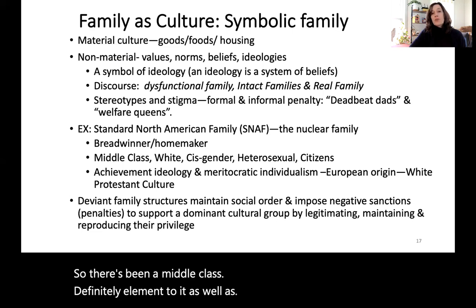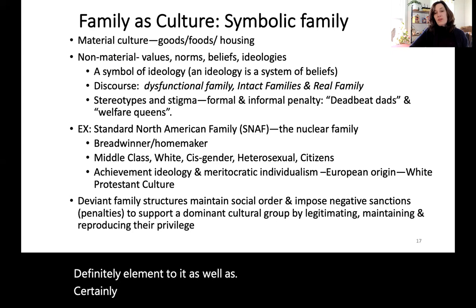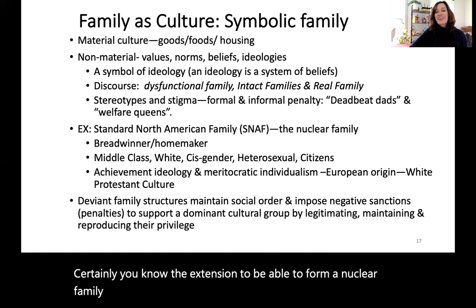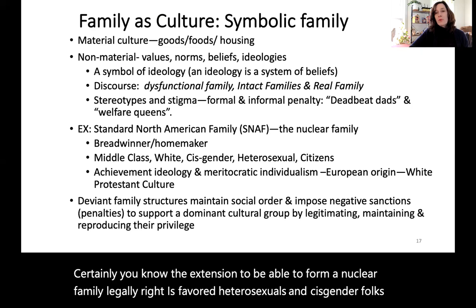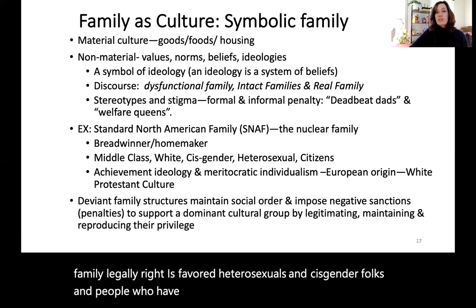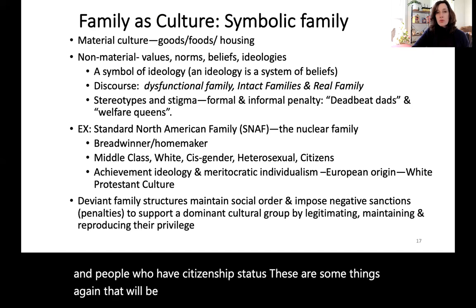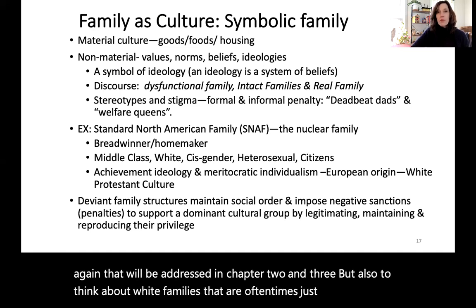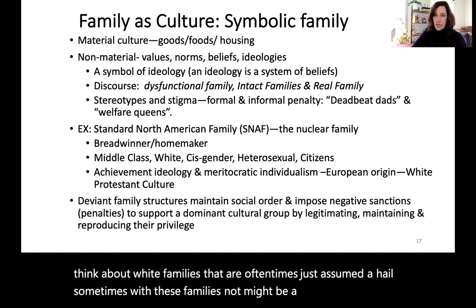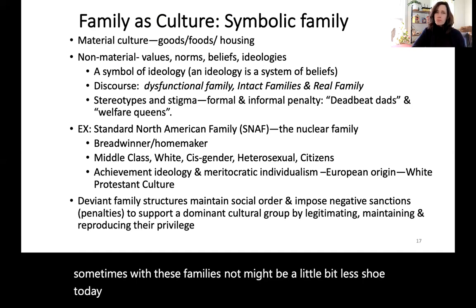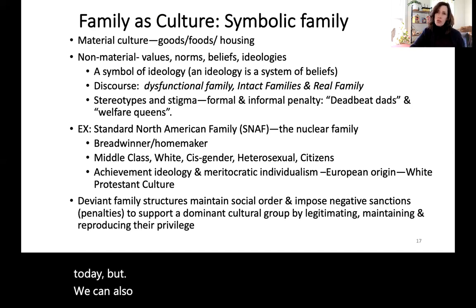as well as race. Certainly, the extension to be able to form a nuclear family legally is favored for heterosexuals and cisgender folks, and people who have citizenship status. These are some things, again, that will be addressed in chapter 2 and 3. But also, white families are oftentimes just assumed to hail from these families. That might be a little bit less true today, but we can also use family and family structures as a way to try to stigmatize families.